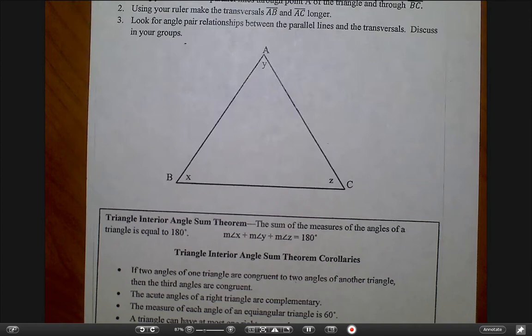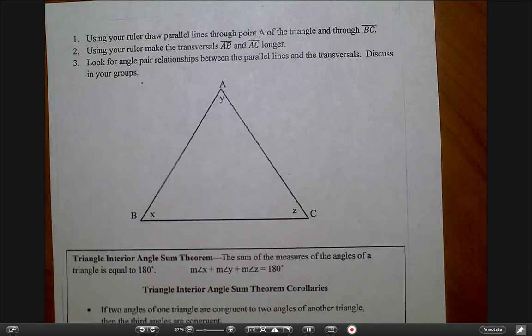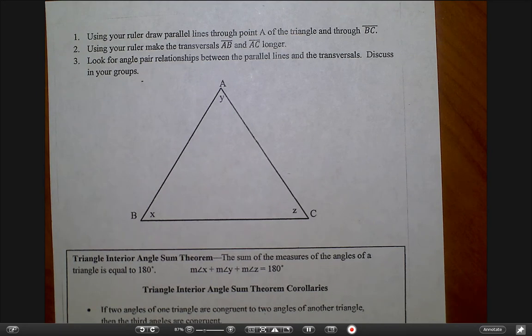So let's go through and actually do this. Everyone's got rulers right now, so let's go through and actually follow the instructions of what we have here.